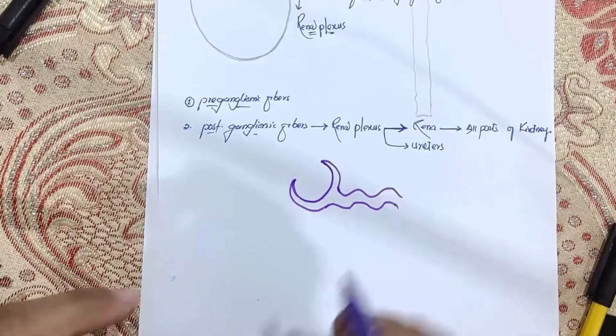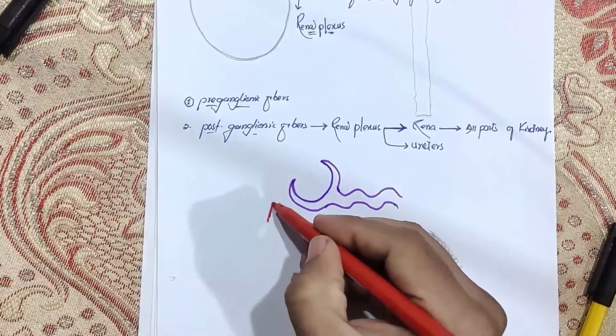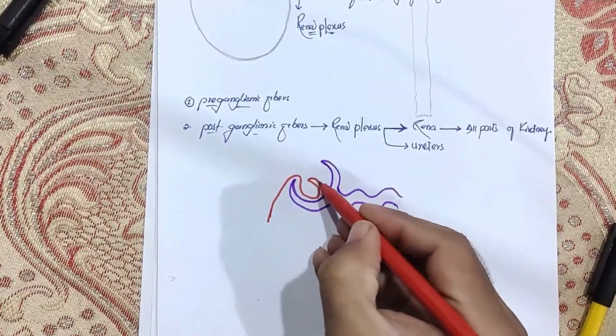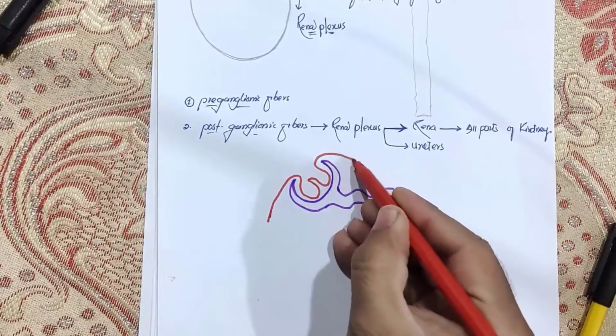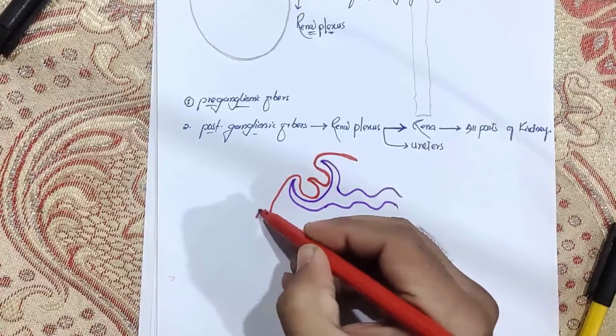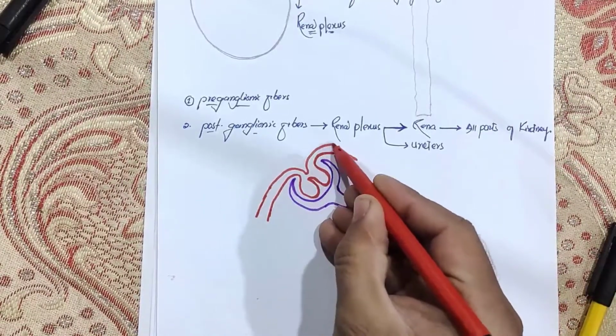This is the proximal convoluted part. Then this is the afferent arteriole, right? This is the glomerulus, the bunch of capillaries, and this is the efferent arteriole, right? So the afferent, okay, this is the afferent arteriole, right, and this is the efferent arteriole.